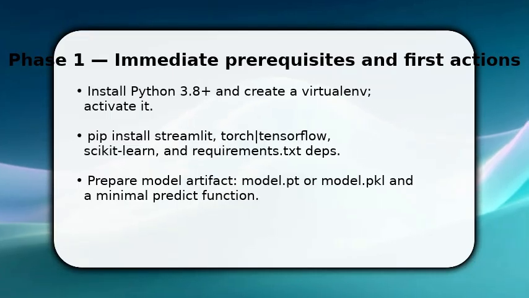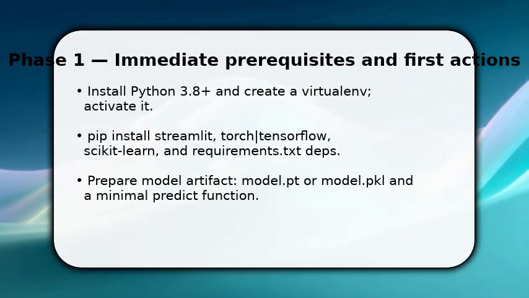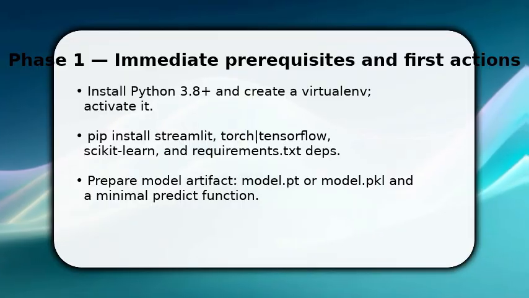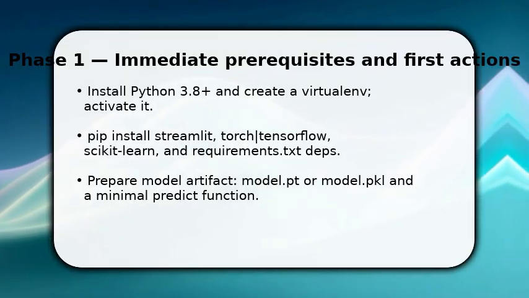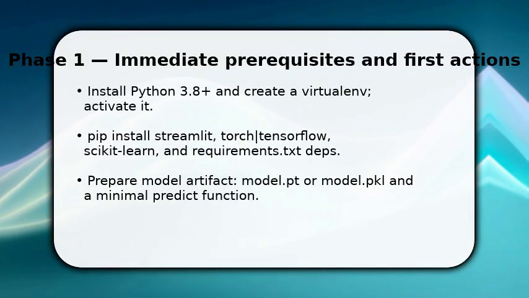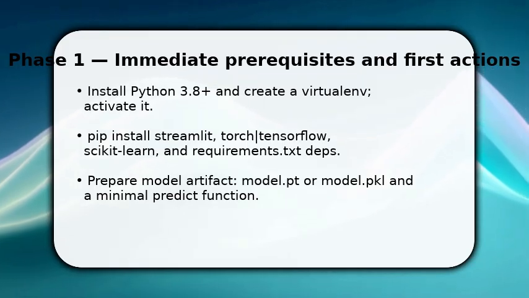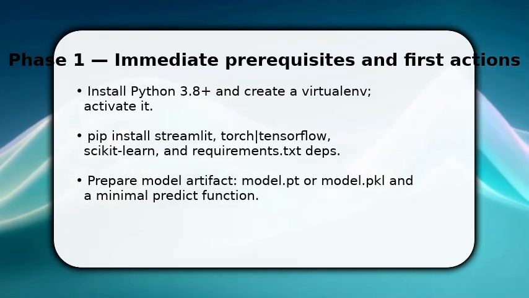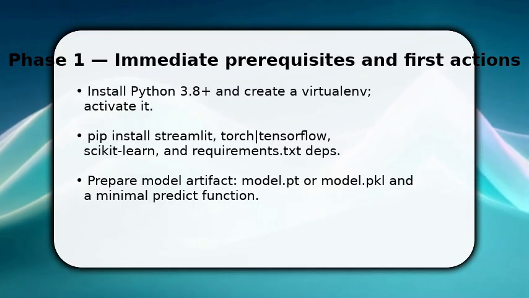You start by confirming Python 3.8 or newer, and creating an isolated virtual environment so dependencies stay predictable. Once done, install Streamlit plus your model backend, Torch or TensorFlow, and any preprocessing libs. Make sure requirements.txt reflects versions.